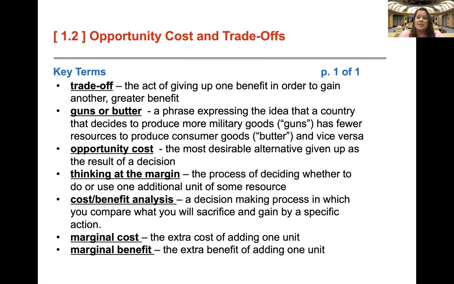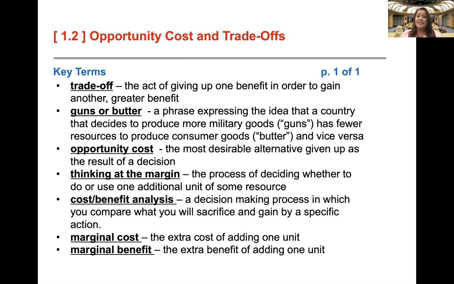Cost benefit analysis. This is where you compare what you're going to sacrifice and what you're going to gain. If you're working a job, you are sacrificing time you could be with your family, with your friends, playing video games, playing a sport for that money. And I know a lot of times, like with my kids, because they played a sport, they'd be like, I'm giving up having a job where I could have money.